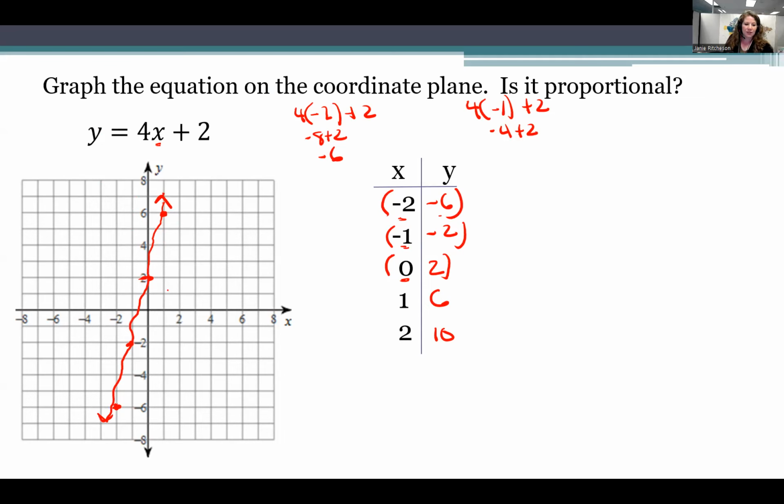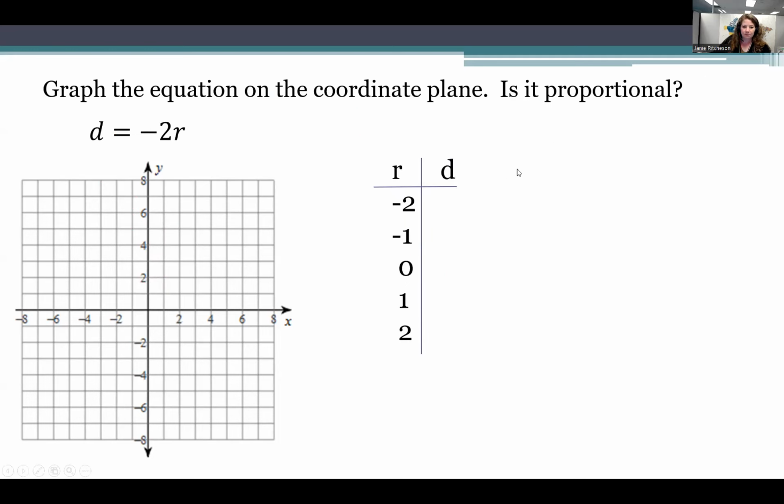Does it go through 0, 0? No, it doesn't. It goes through 0, 2. So does this represent a proportional relationship? The answer is no. It is a straight line, supposedly, but it does not go through 0, 0.